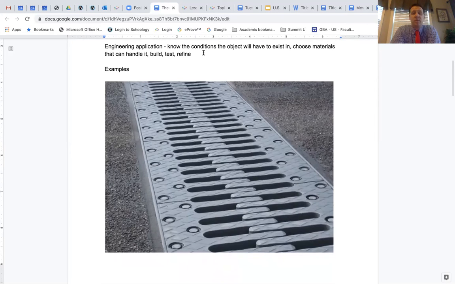You have to know the condition of the object that you're trying to engineer and the conditions that it will have to exist in, and then choose the materials that can handle it. You have to build it, you have to test it, you have to refine it. For example, I have an old acquaintance who I'll say was an engineer. I think he's probably retired now, but towards the end of his career, he was actually an engineering manager. He managed a group of engineers.